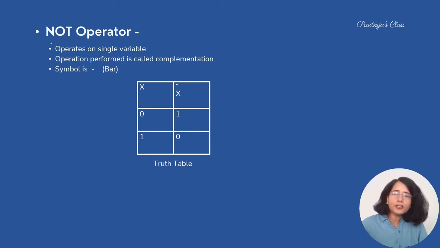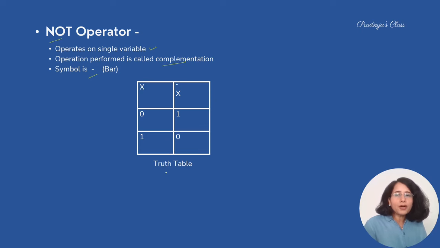The first logical operator is the NOT operator. It operates on a single variable. Most operators are binary operators which work on two variables, but some are unary operators. So NOT is also a unary operator. It means it works on only one variable. And the operation of the NOT operator is called complementation. It complements the variable or constant. It means it negates the value or reverses the value. And the symbol of the NOT operator is bar.